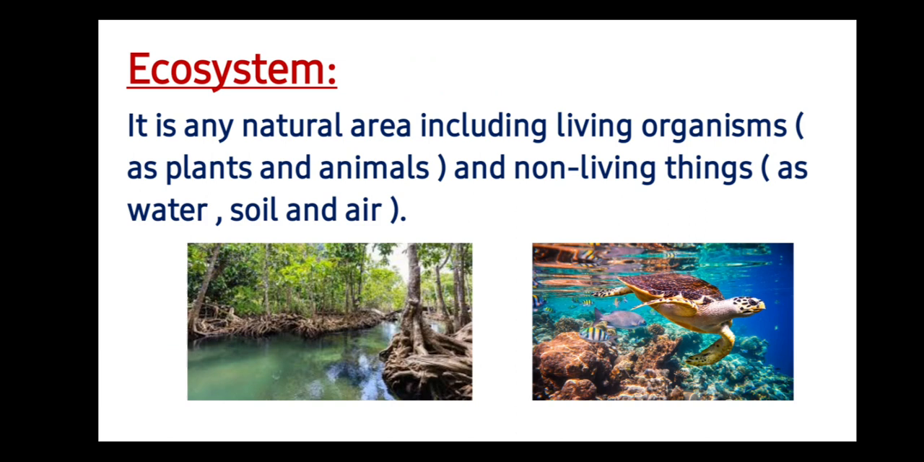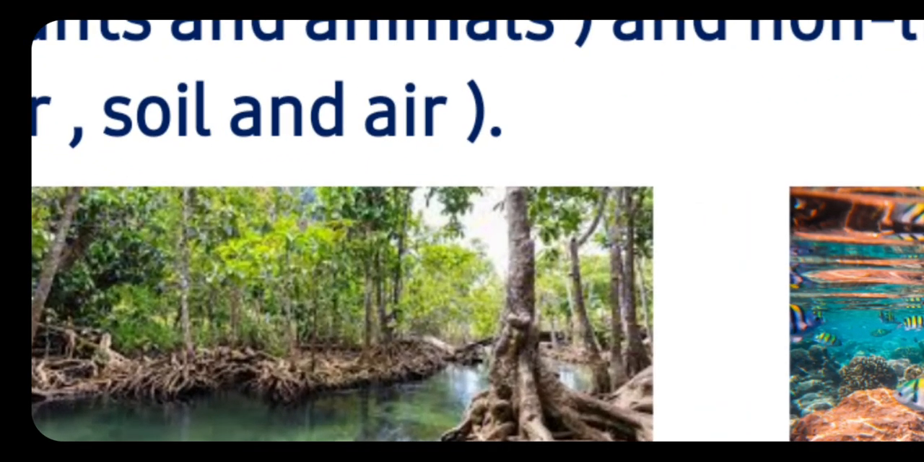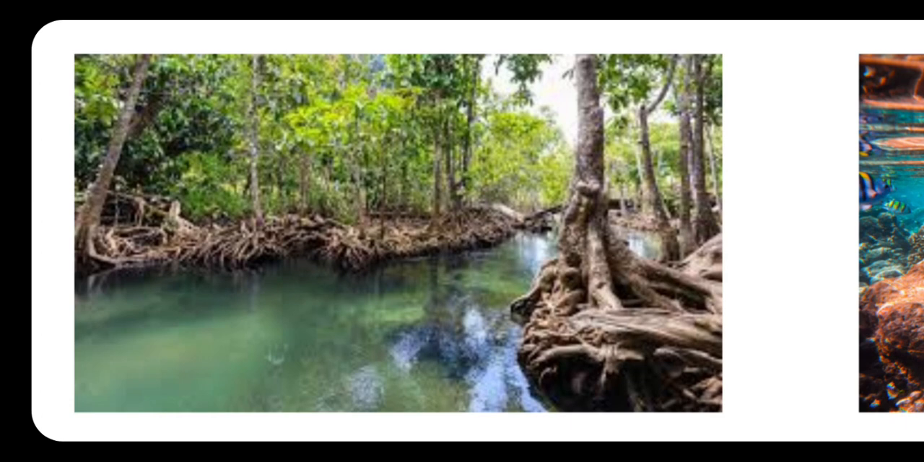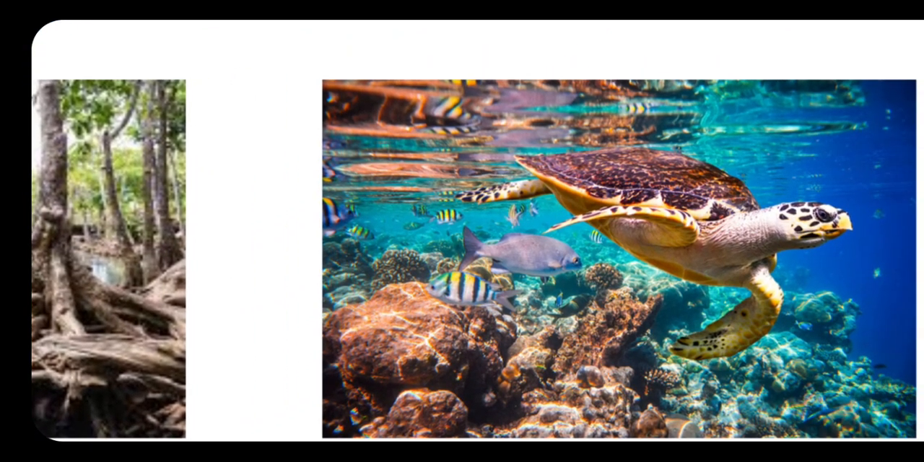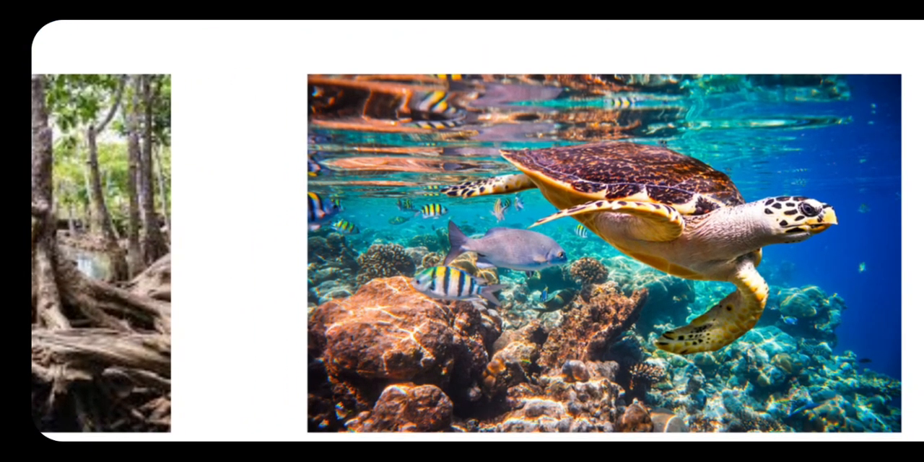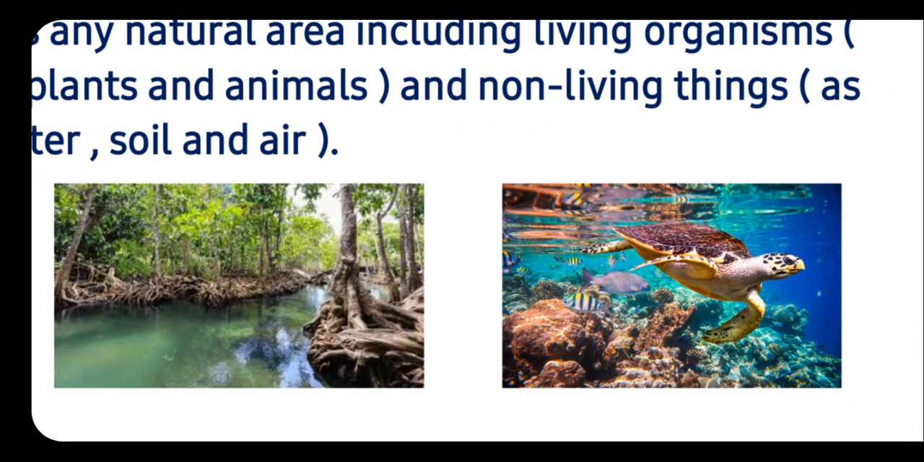What is the meaning of ecosystem? Look at these two pictures. In the first picture, you have trees, water, soil, and there are living organisms inside this water. In the second picture, you will also see water, animals, and rocks. Both of them are considered ecosystems.